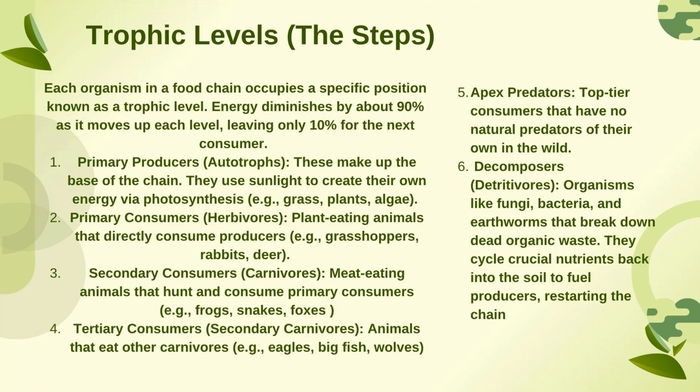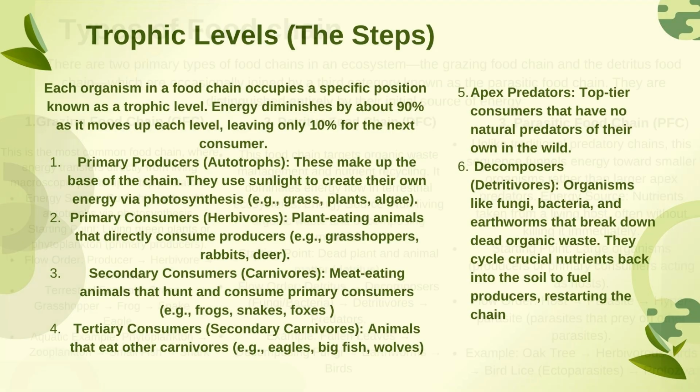Next comes the decomposers. They are also called detritivores. Organisms like fungi, bacteria and earthworms break down dead and organic waste, and they cycle crucial nutrients back to the soil to fuel the producers. So this is not the end when it reaches the apex predators, because the decomposers return the nutrients back to the soil, so that they will be consumed again by the primary producers, that is autotrophs, while preparing their own food. So this will be the restart of the chain again.